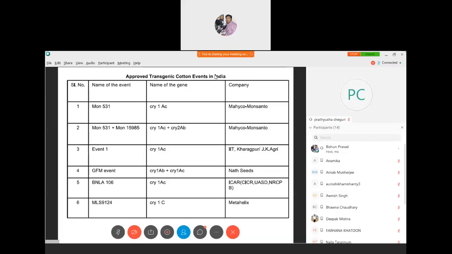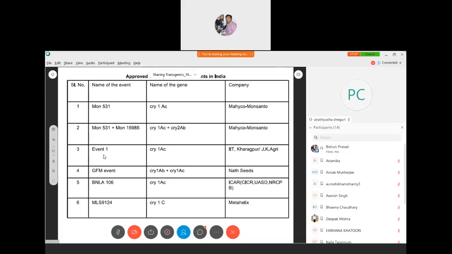It has the Cry1Ac gene. Another event was Mon 531 plus Mon 15985, and this contains two genes, Cry1Ac and Cry2Ab, and this is also a joint venture between Mahyco and Monsanto. So again, they introduced two genes, so they made a gene pyramid, and they introduced two genes for better effective control of Lepidopteran pests. They use Cry1Ac and Cry2Ab.